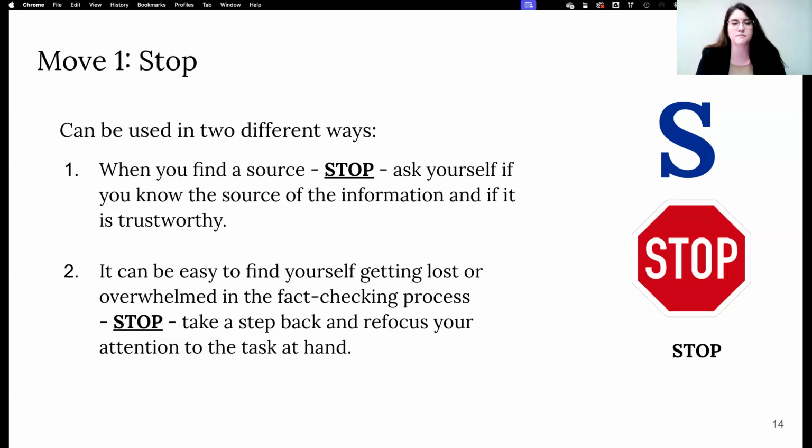And then the second aspect of this is if you're already engaged in the fact-checking process, if you're starting to feel overwhelmed, or you're going down the rabbit hole of research, you're going to want to pause and reassess your approach. And this will ensure that your fact-checking efforts align with your intended purpose.